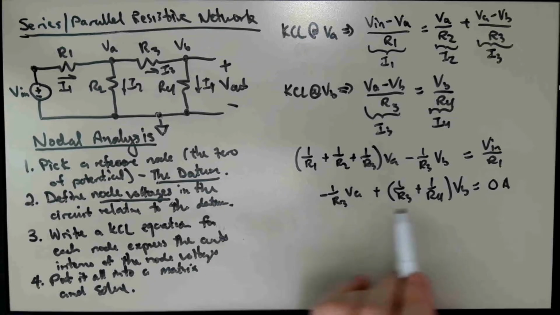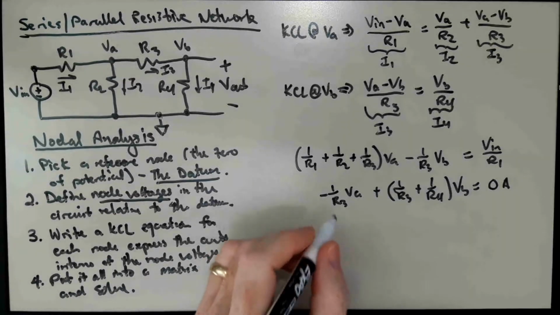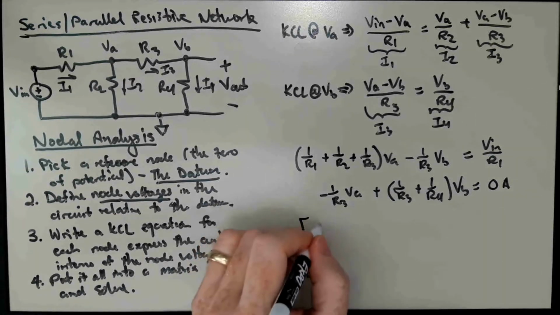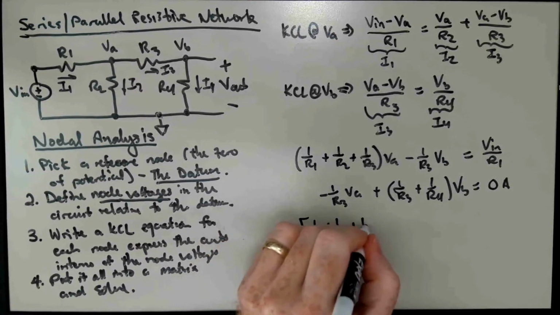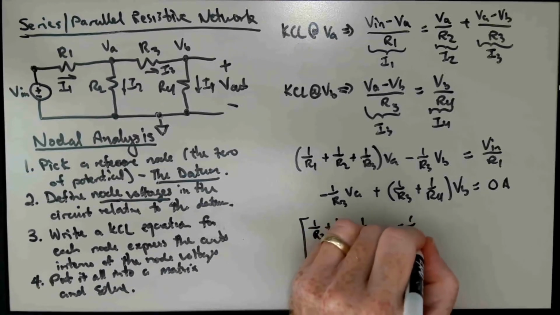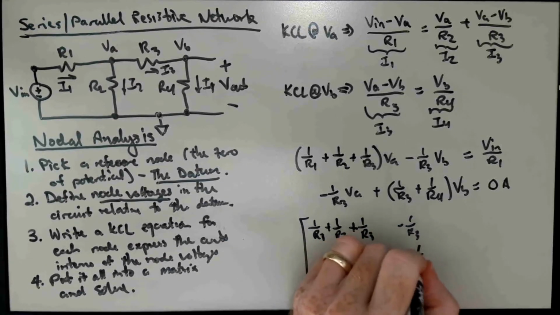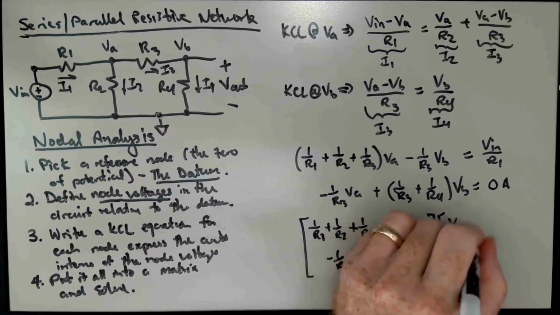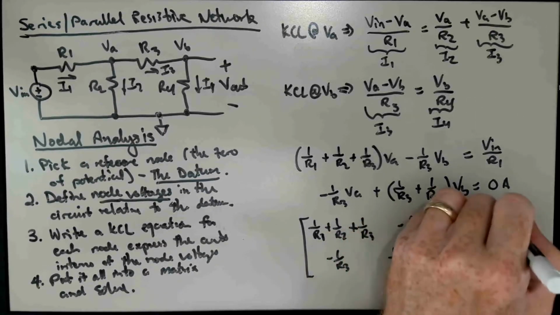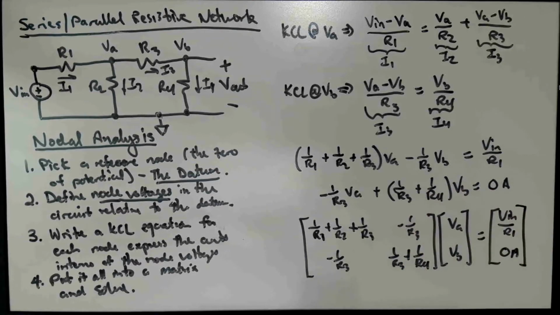And so we can write this in a matrix form by just taking VA, VB as a vector out, and we wind up with something like 1 over R1 plus 1 over R2 plus 1 over R3, minus 1 over R3; minus 1 over R3, 1 over R3 plus 1 over R4, times VA, VB, and that's equal to Vn over R1, 0. And so this is our matrix system of equations that we need to solve.